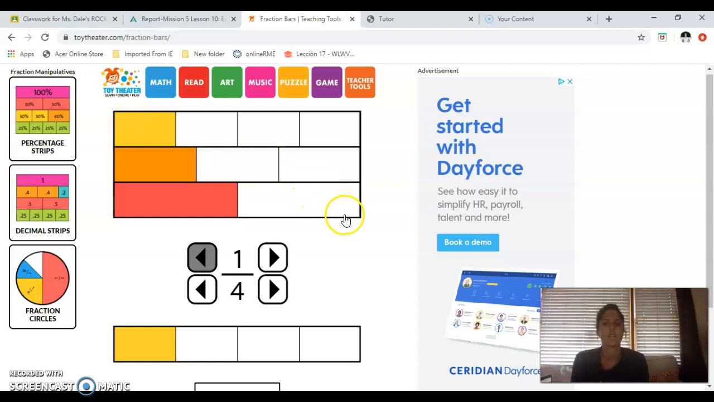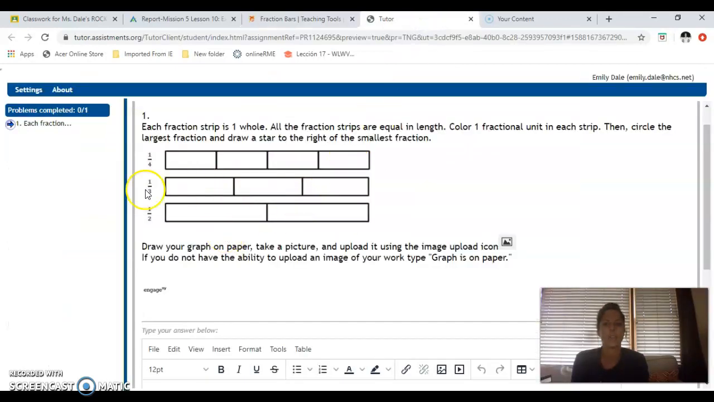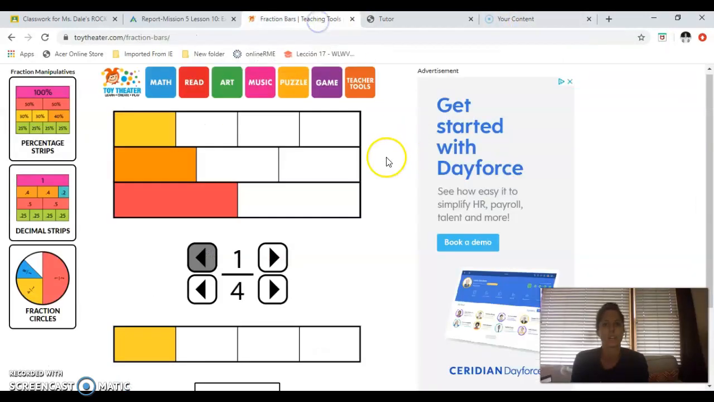So then if we realize 1/2 is the biggest, what do you think the smallest is? And you would put a star to the right of the smallest. So 1/4 would be the smallest unit fraction out of these three. So that is what it was asking.